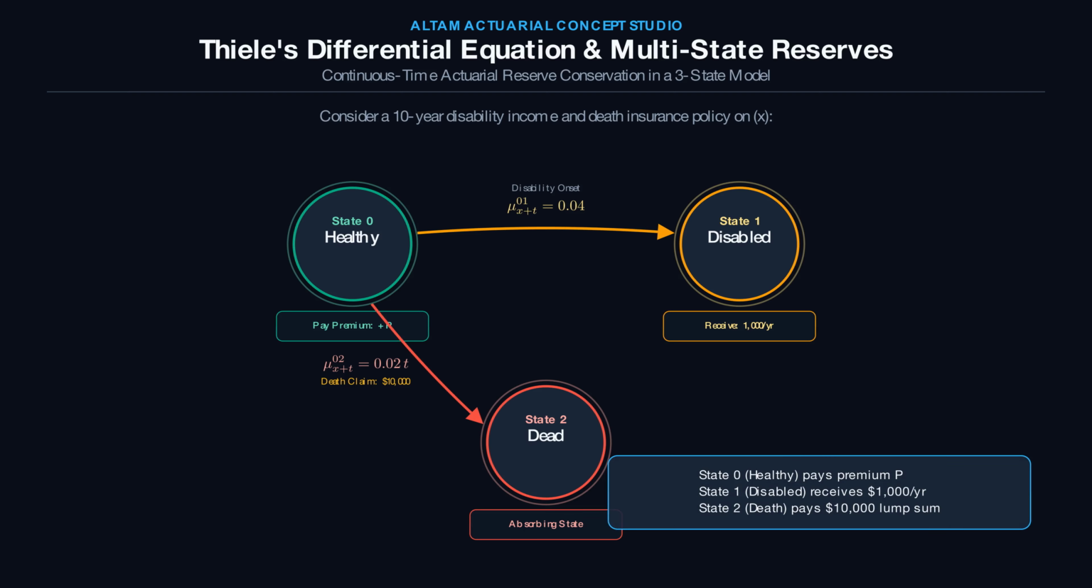10-year disability and death insurance. Healthy pays premium P. Disabled receives $1,000 a year. Death pays $10,000. The only exits from healthy are disablement and death.